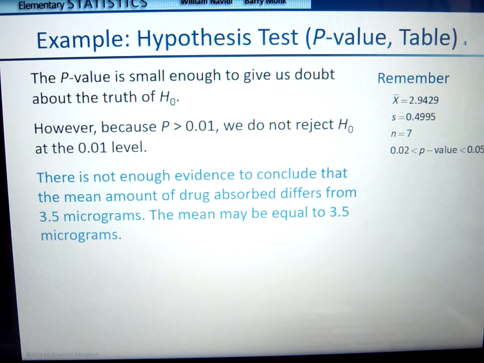The p-value is small enough to give us doubt about the truth of the null hypothesis. However, we're not going to reject it because it is bigger than 0.01. Somebody might read this and want to go back and look at this same study and change the significance level to 0.05. If they did that, then we would be able to reject it. But as it is right now, there's not enough evidence to conclude that the mean amount of the drug absorbed differs from 3.5 micrograms.